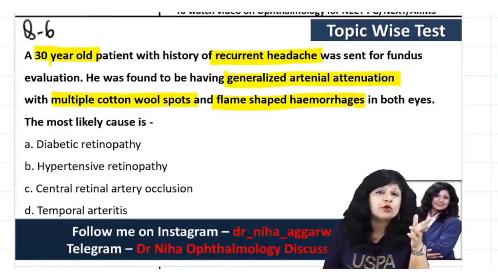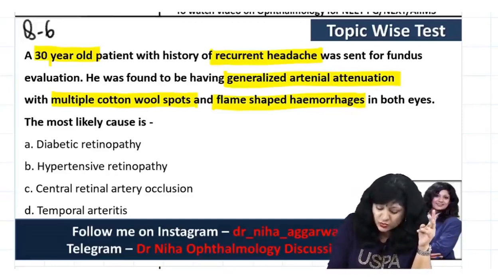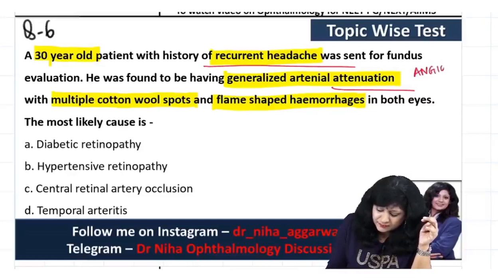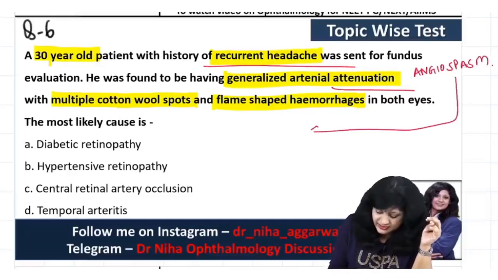Now even before you look at the options, you can see you have a history of recurrent headache, and you have arteriolar attenuation, that is angiospasm. And angiospasm is the characteristic sign that you get in cases of hypertension, right?